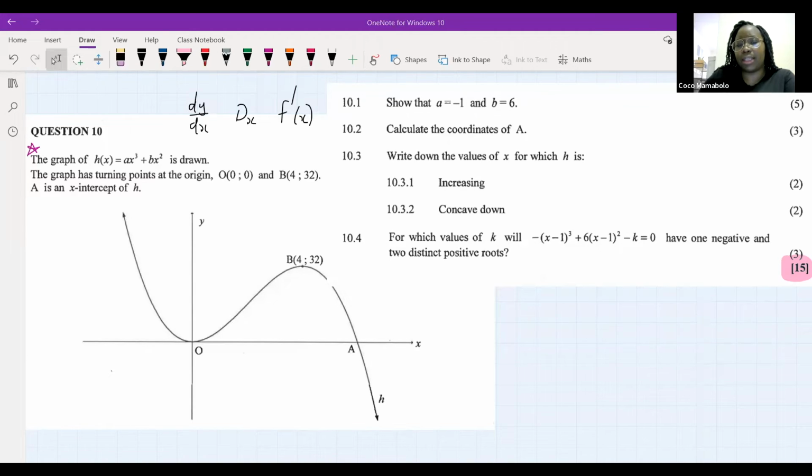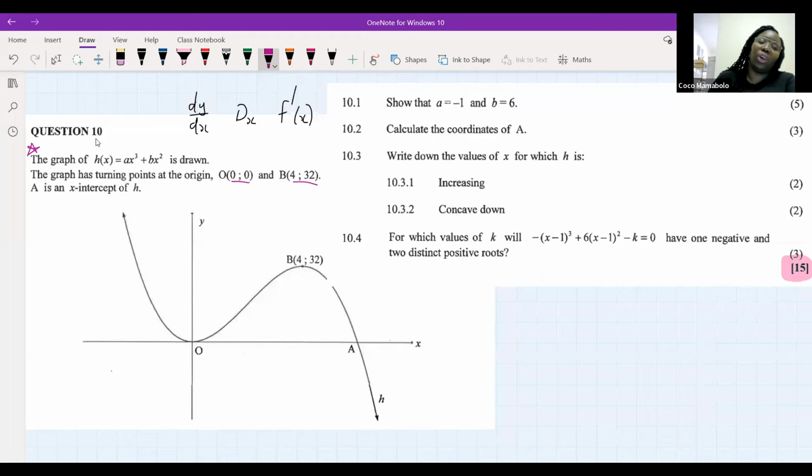Saying, ma'am, yes, it does. Okay, so we know that the graph of h of x is ax cubed plus bx squared. The graph has turning points at the origin (0, 0) and at B, that is (4, 32), and A is an x-intercept of h.